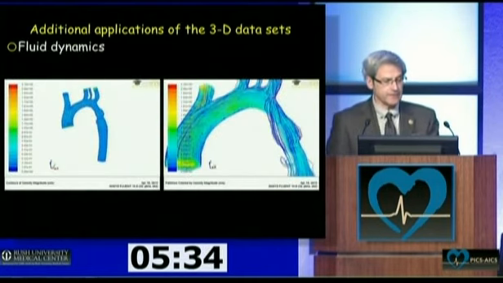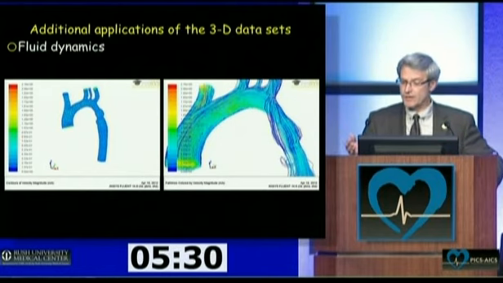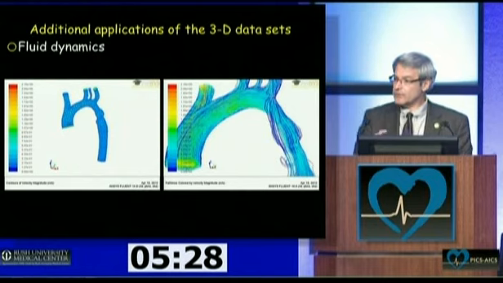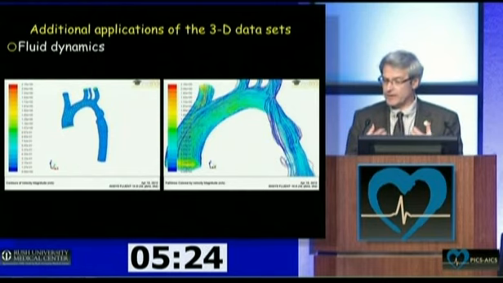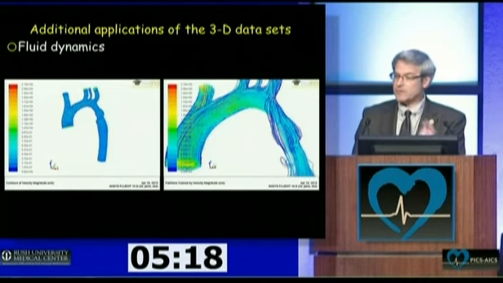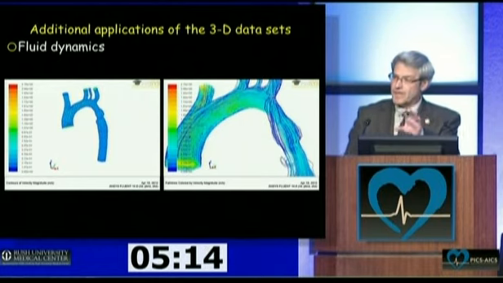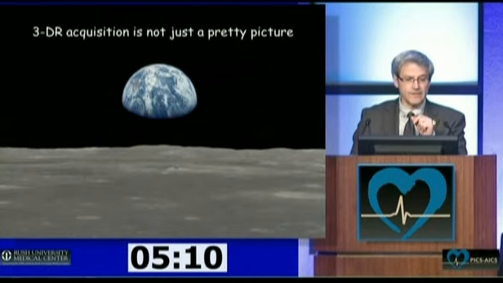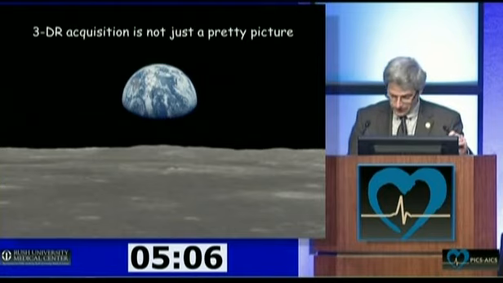And then finally, the last picture is that you can take the data sets and reconstruct them and actually do computational fluid dynamics, which is also something very interesting in the pulmonary circulation and in the aorta. So you can learn about what happens before and after stents, for example, and different types of arch constructions. So with that, I just leave you to say that three-dimensional acquisition is not just a pretty picture. Thank you very much.